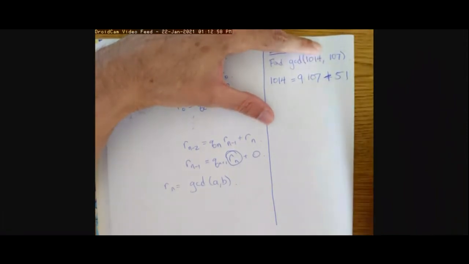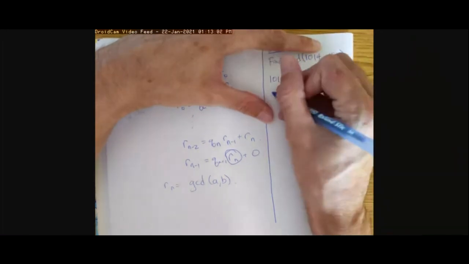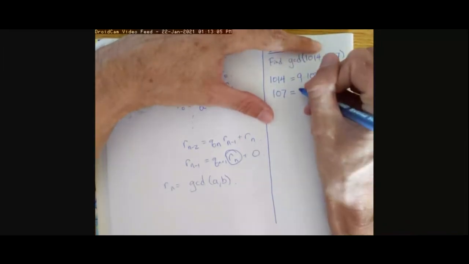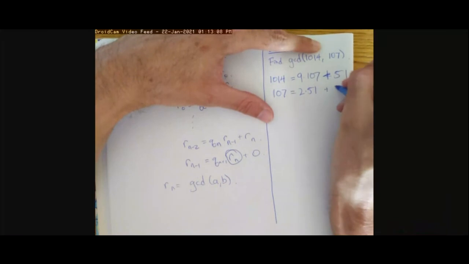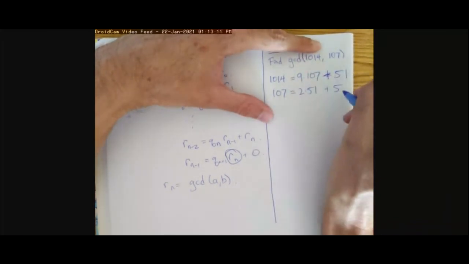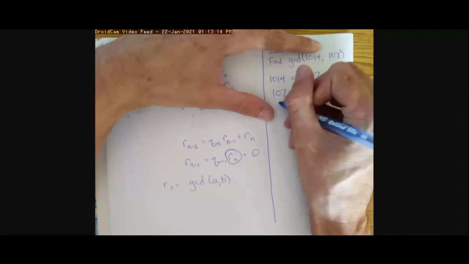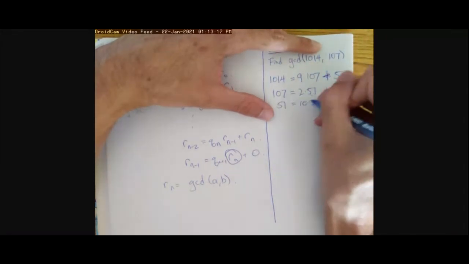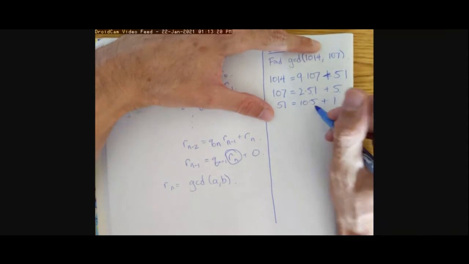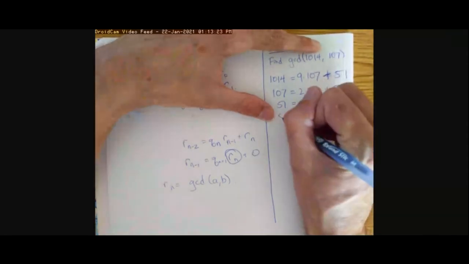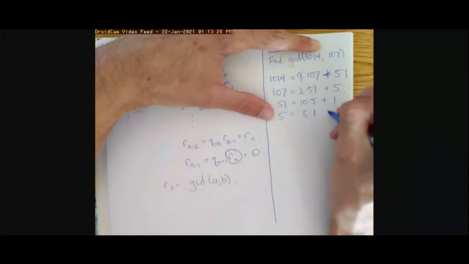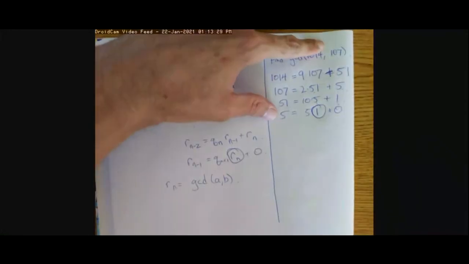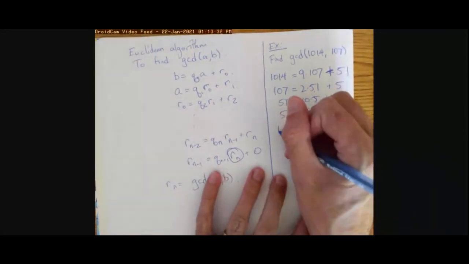Now, this remainder is divided into 107. No, is it really 51? Yes, yes. Okay, now we do 107. 51 goes in twice, with a remainder of 5. Of course, now we divide this remainder into 51, just plus 1. Now we divide this remainder into this one. So the GCD.